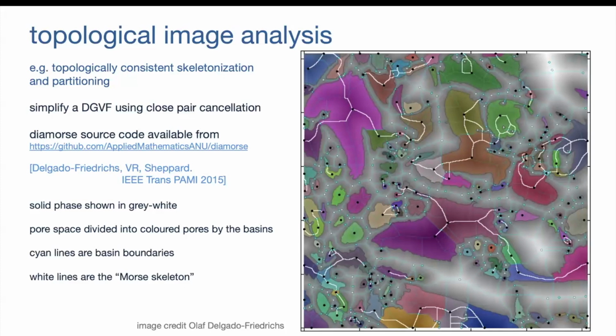So the color stuff represents pore space, and the gray stuff represents the solid. The definition of the Morse skeleton here is that I keep the critical points whose values are below some threshold that I choose, and then I plot their descending gradient paths.